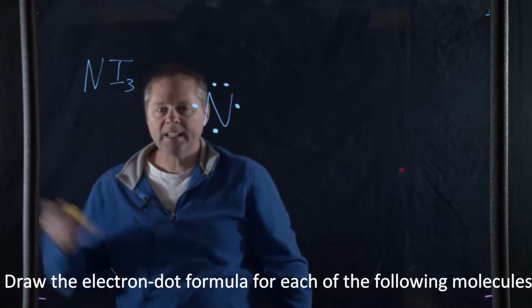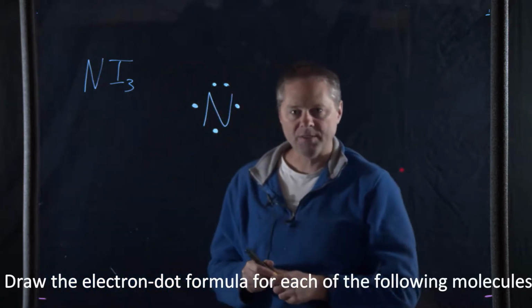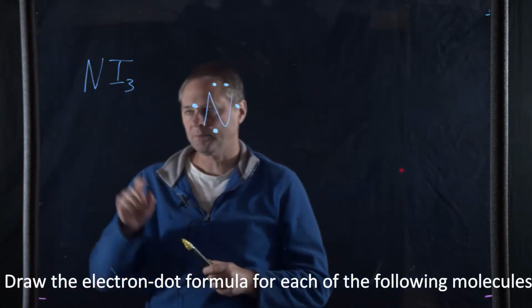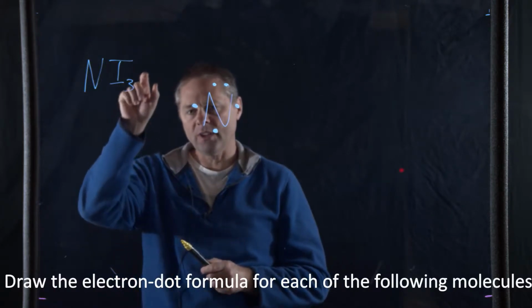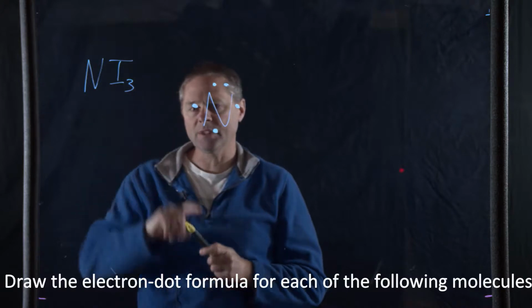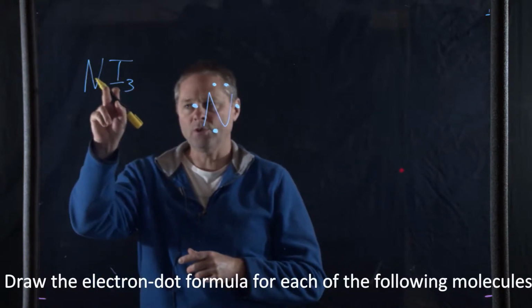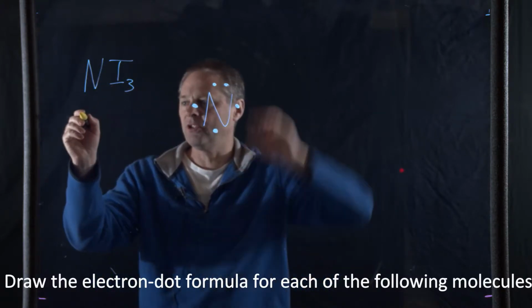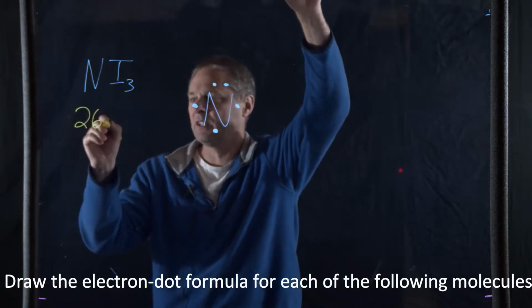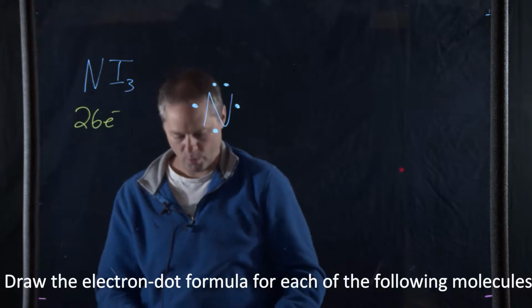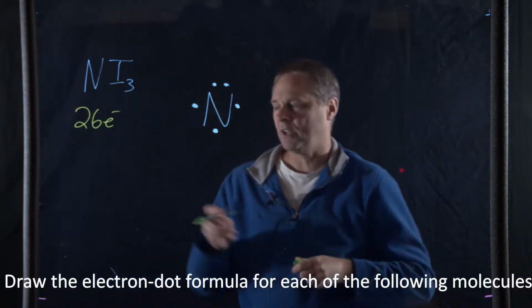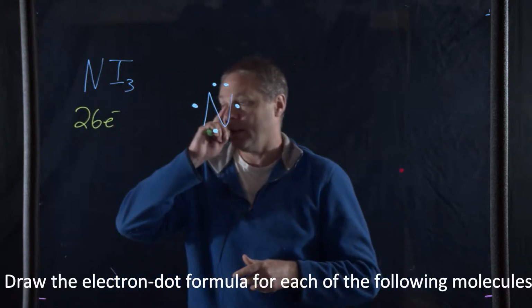All right. If we do each iodine, iodine is going to have 7. And so each iodine is in the 7th column. It's going to have 7 valence electrons. 3 times 7 is going to be 21 plus the 5, so we should come up with 26 electrons in our entire molecule. That's ultimately what we want to do. So we have 26 electrons in our molecule.